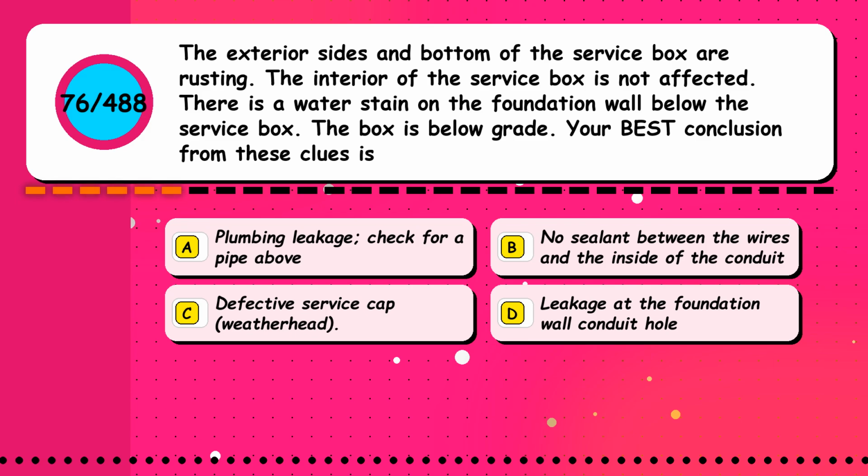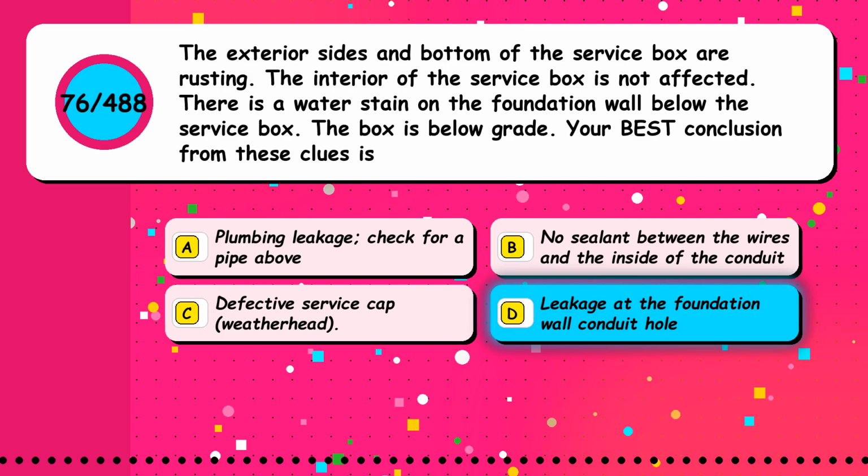The interior of the service box is not affected. There is a water stain on the foundation wall below the service box. The box is below grade. Your best conclusion from these clues is Option A. Plumbing leakage. Check for a pipe above. Option B. No sealant between the wires and the inside of the conduit. Option C. Defective service cap, weather head. Option D. Leakage at the foundation wall conduit hole.